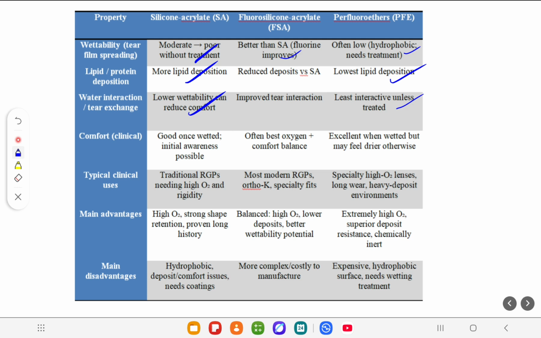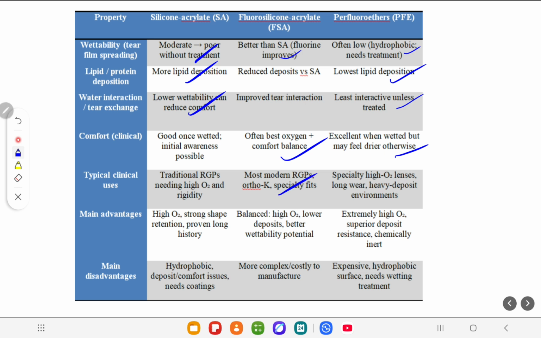Comfort is excellent when the lens is wetted, but it may feel dry otherwise. So wetted perfluoroether is very good. Fluorosilicon acrylate often gives the best oxygen and comfort balance. That's why fluorosilicon acrylate is still in the market and doing well. In traditional clinical uses, traditional RGP needs high O2 and rigidity. So most modern RGP, orthokeratology and specialty fits are in fluorosilicon acrylate.